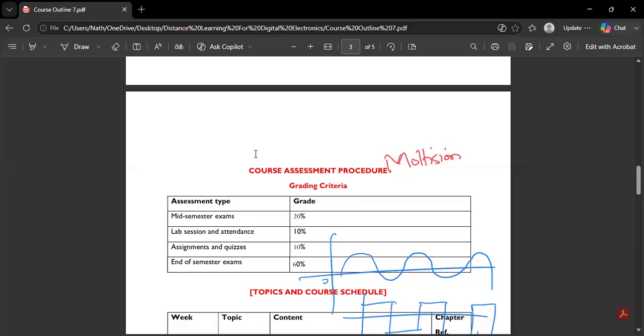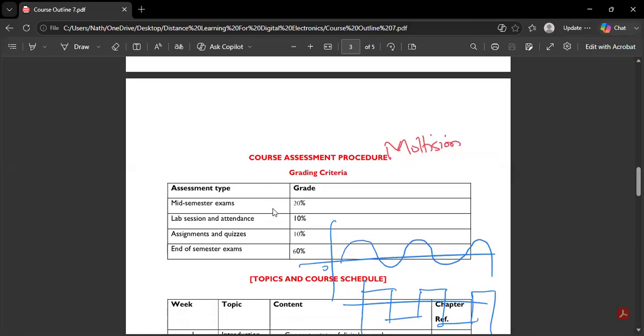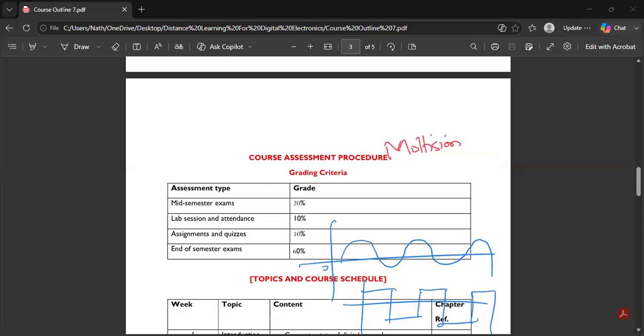And then these are the grading criteria. We have our midterm exams, which will be 20% of your mark. The midterm is going to test your early understanding of number systems, logic gates, Boolean algebra, and then the K-map. K-map is basically a Karnaugh map. It's just a graph or a map that simplifies Boolean expressions, right? So the midterm, which is 20 marks, will test your early understanding of number systems, logic gates, Boolean algebra, and K-maps.